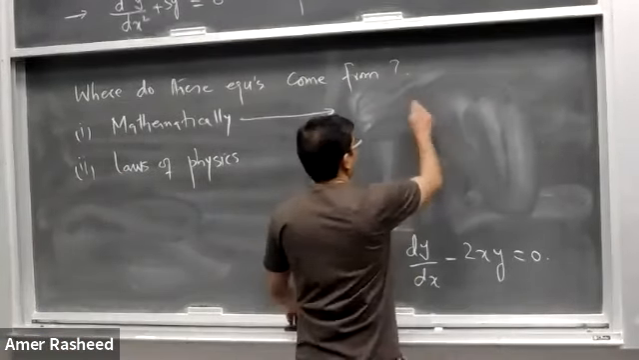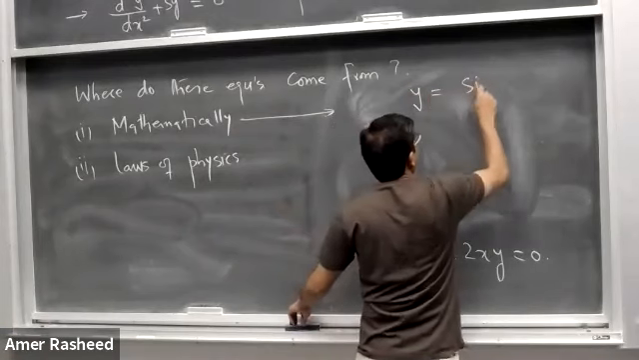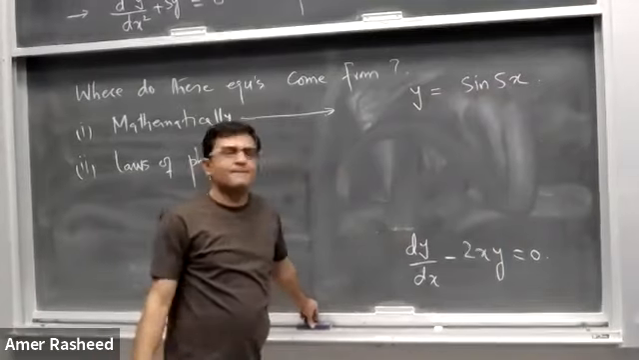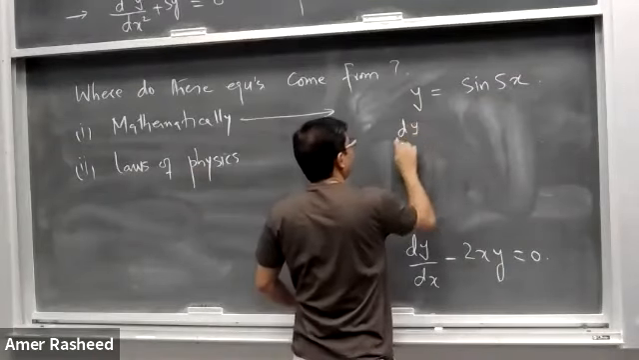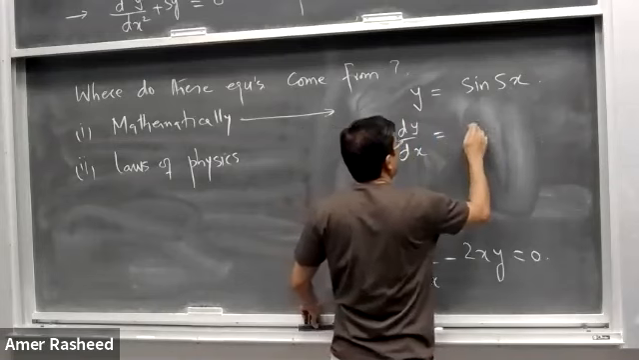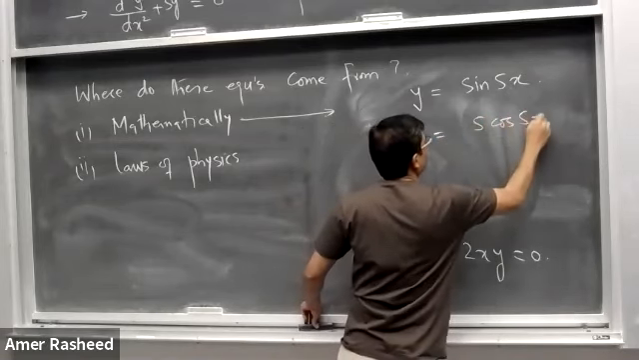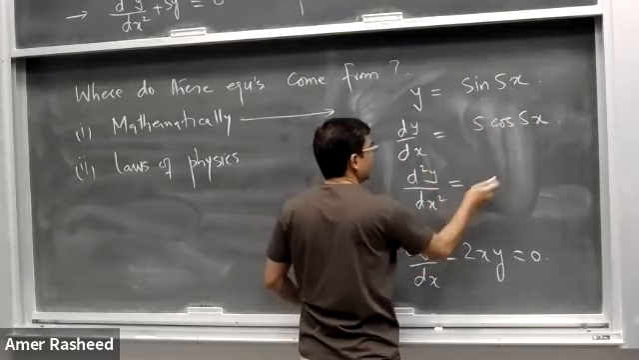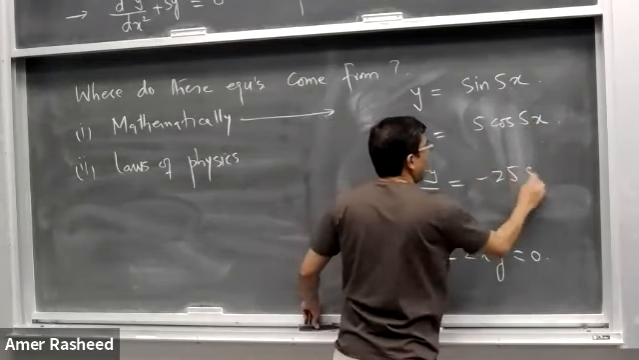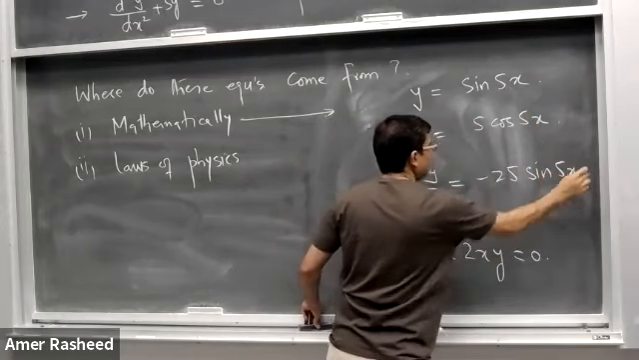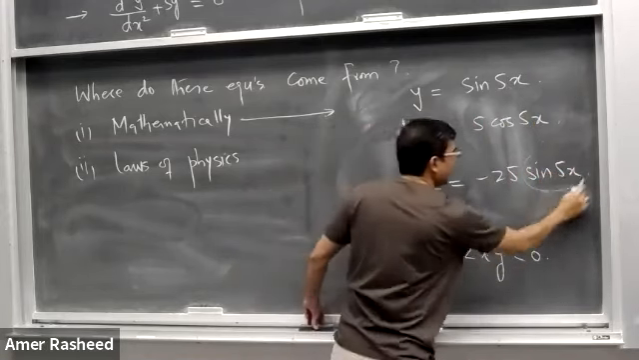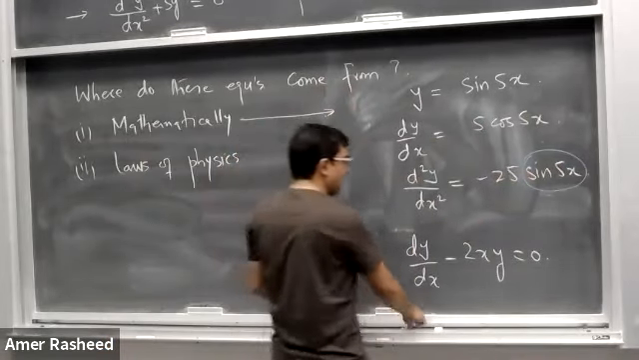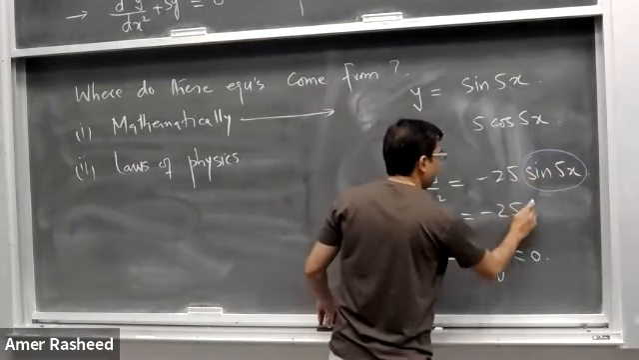Take another example. You choose y is equal to sine 5x. Take its derivative, dy by dx. What do you get here? 5 cos 5x. Take the second derivative, d square y by dx square. What do you get here? Negative 25 sine 5x. Now, what is sine 5x here? It is y. I can write here negative 25y.